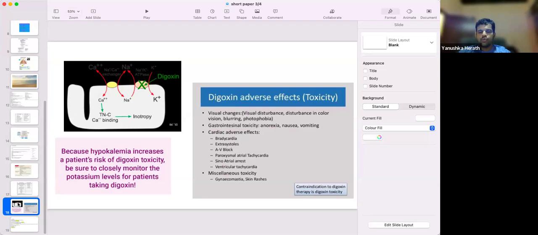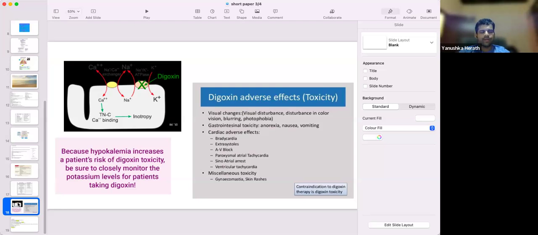So digoxin, two indications are given. One thing is in atrial fibrillation, other one is in heart failure. But in heart failure, it has no mortality benefit, only rate control. Two important things: when there is hypokalemia and hypomagnesemia, you have to be very cautious in giving digoxin because it increases the chance of digoxin toxicity. And their side effects are also important.